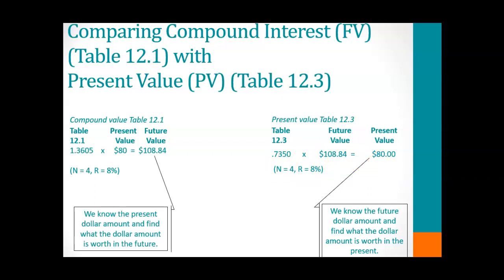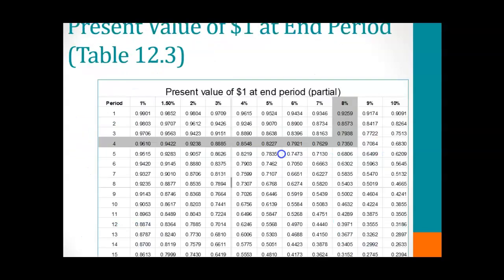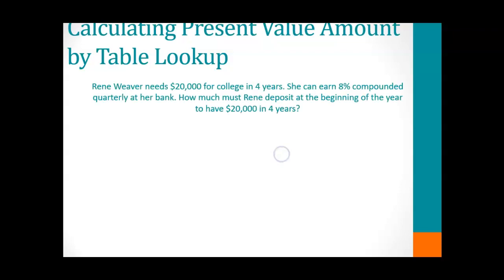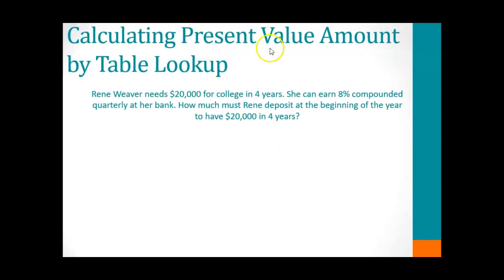Now, from an accounting standpoint, we're saying that if I invest $80 today, based upon these terms, I will have in the account 108.84. Therefore, $80 is the present value of 108.84 based upon an 8% annual interest rate and an investment period of 4 years. You follow that? I hope so. So let's do some other calculations.